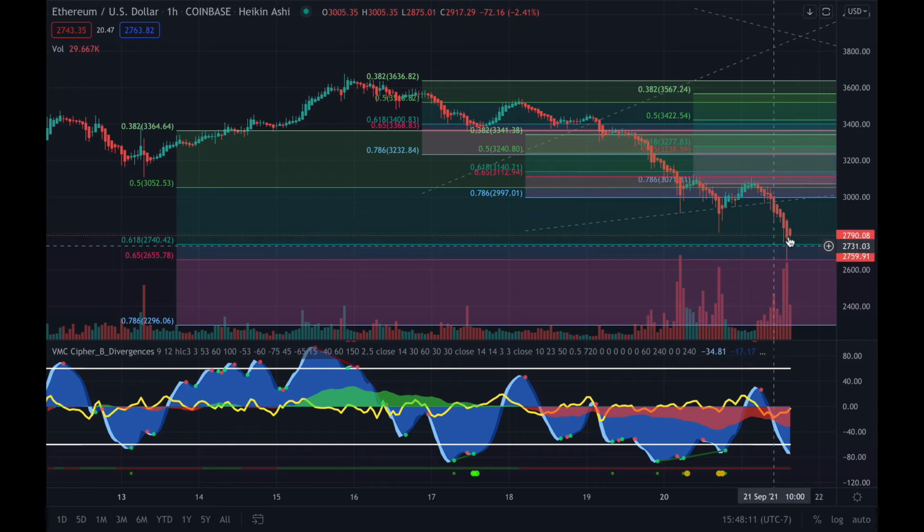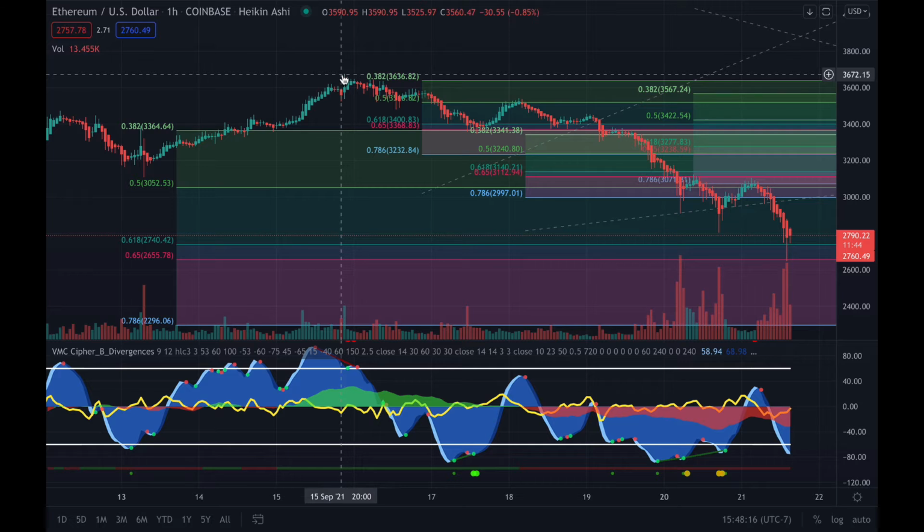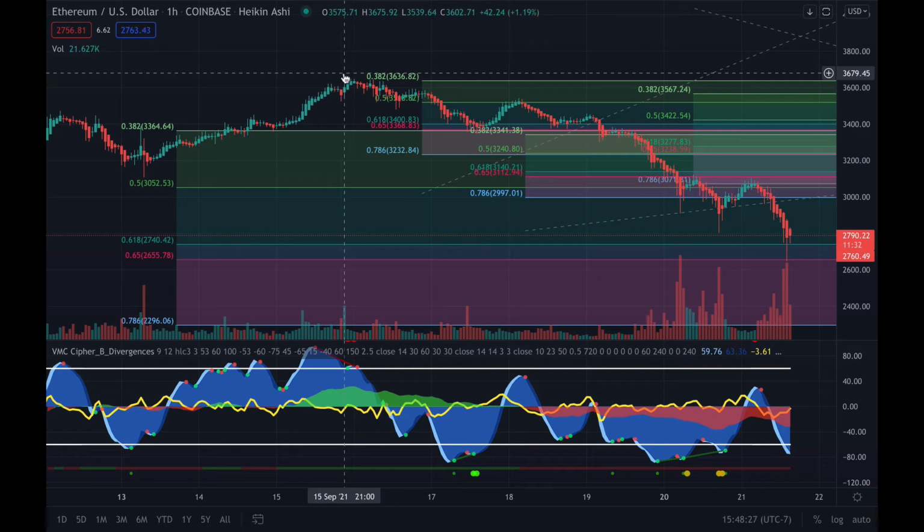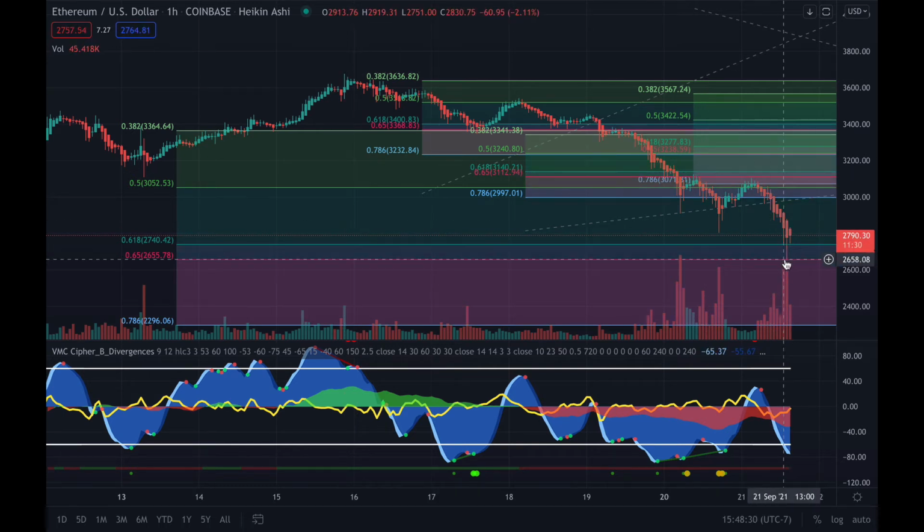We're at a level here after a significant drop. This was on the 15th. We were up here at 3672 on the 15th. And today is the 21st. What time was that up here? 2100. And today's the 21st. So basically 6 days, we've come down to 2654. This has been a very significant drop. We've come down about $1,000 in 6 days.